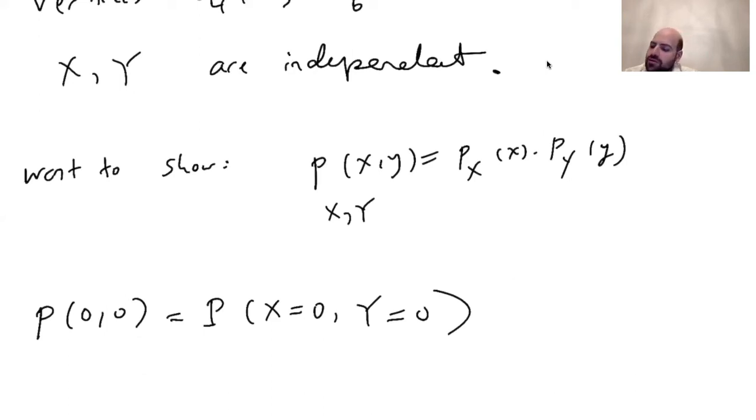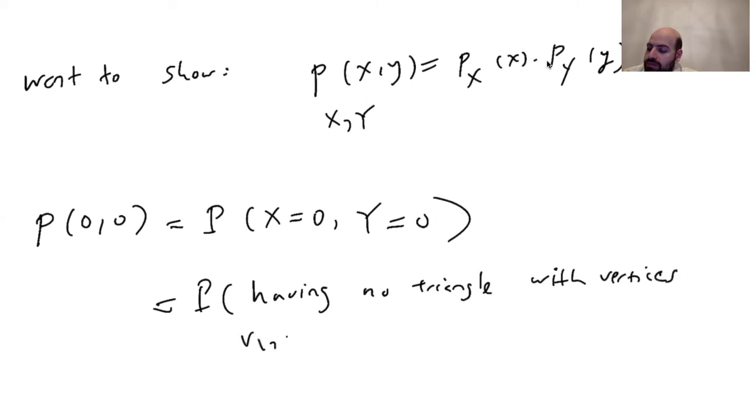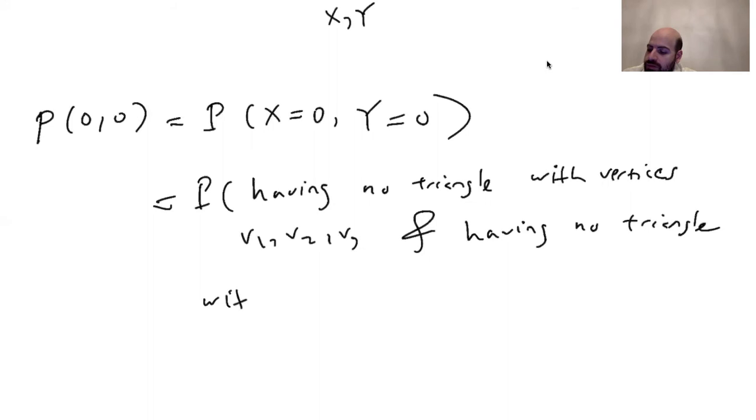Okay, so what is the probability that X equals 0 and Y equals 0? That means the probability of having no triangle with vertices V1, V2, V3 and having no triangle with vertices V4, V5, V6.